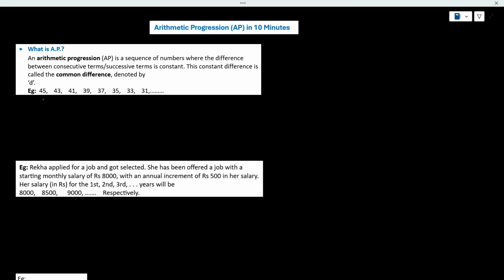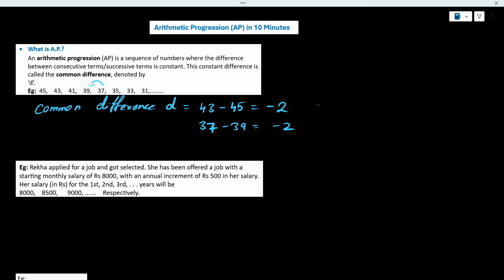Remember, successive terms means you always take the common difference as D. We denote it as D, and that is going to be the next term. So here its common difference will be 43 minus 45, which is going to be minus 2. Now if I take 37, what is the term before 37? This is 39. So 37 minus 39 is minus 2. You can see that the common difference is minus 2. It is fixed. Then this is known as an arithmetic progression.